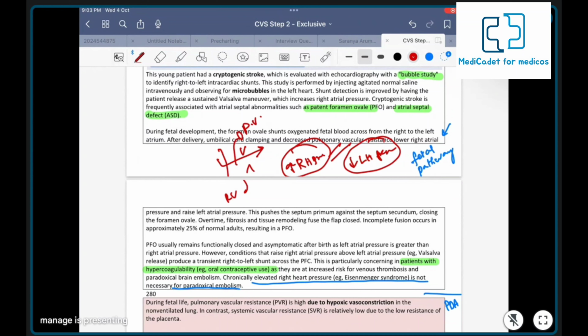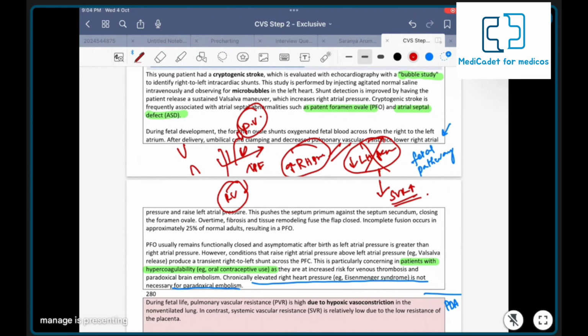But when the baby is born, the placenta is gone. Since the placenta is gone, the systemic vascular resistance increases in these patients. Also the baby starts to breathe and the fluid gets cleared from the lung. So the pulmonary vessels start to dilate and the resistance falls. This leads to the blood from the right ventricle moving into the low resistance pathway, that is to the pulmonary vasculature, instead of going through this small defect, that is PFO.